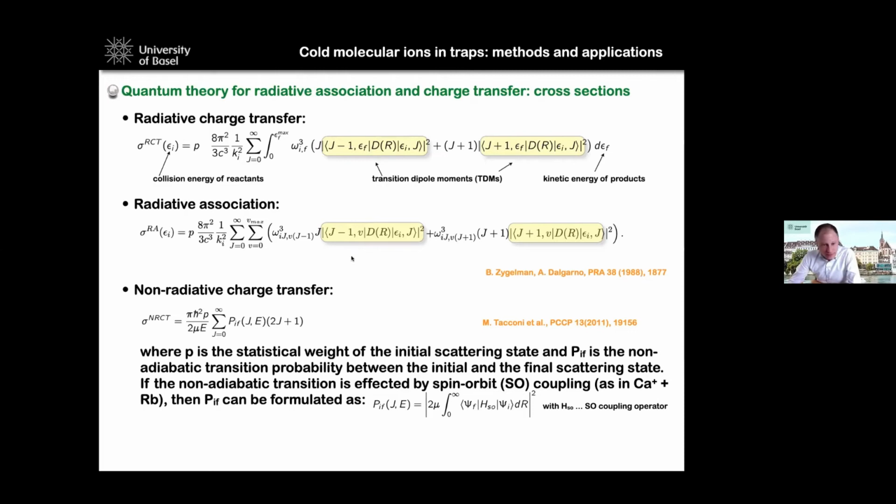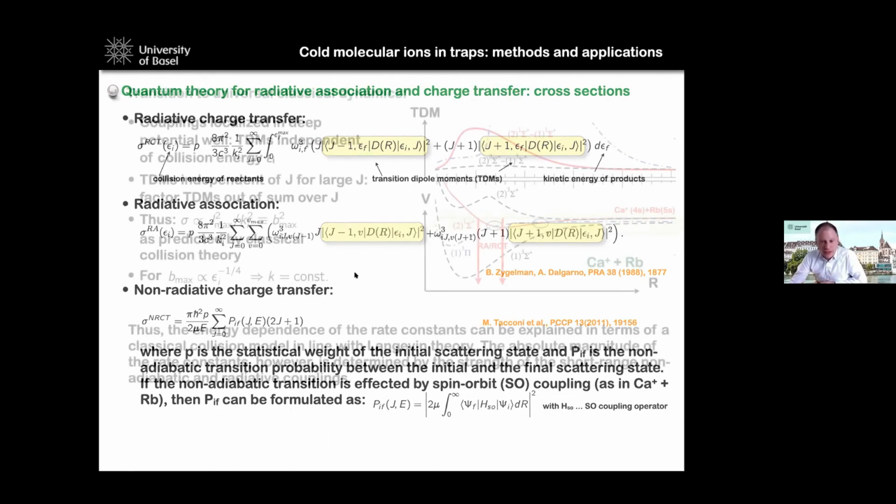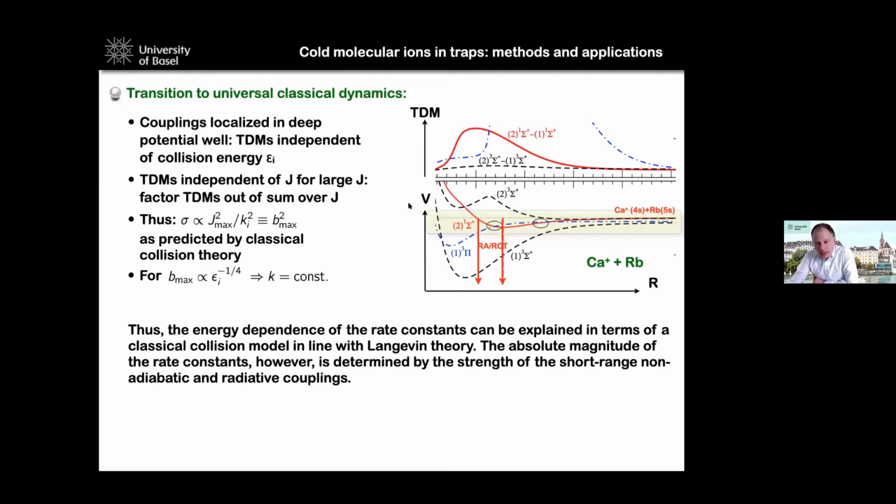Okay, so now let's focus on these radiative processes, and a similar argument can also be made for the non-radiative charge transfer processes. What one realizes with the example of calcium plus rubidium is that these transition dipole moments, which drive the radiative transitions, are all localized at short range, because the wave functions of the initial state and the final state need to properly overlap. And they do this best at short range.